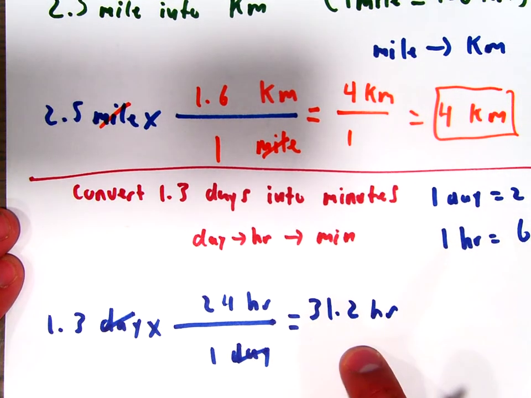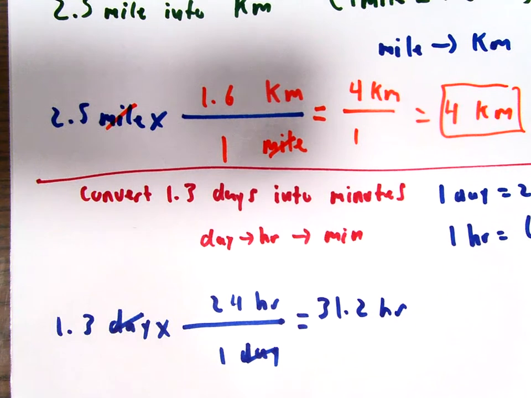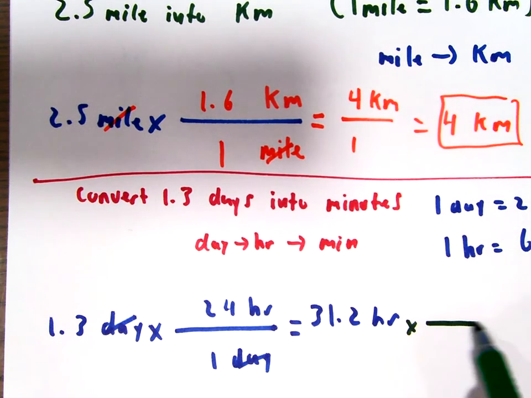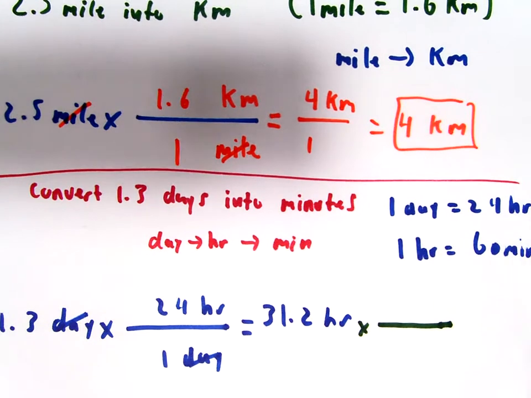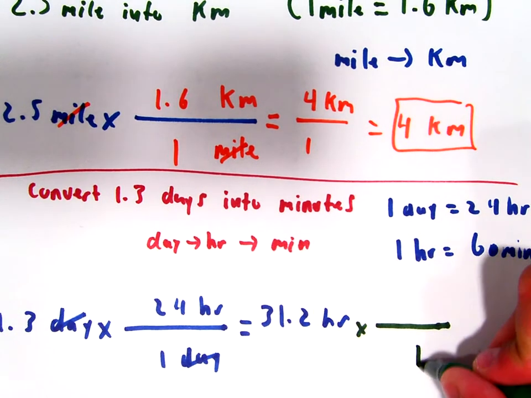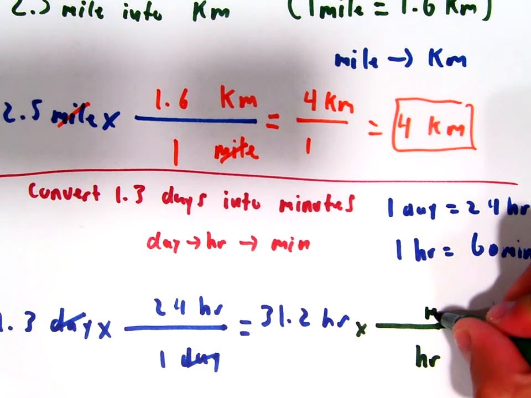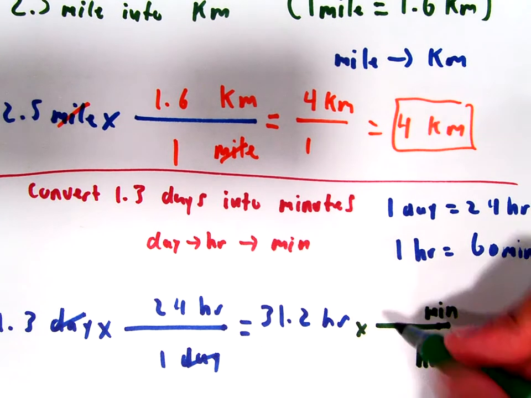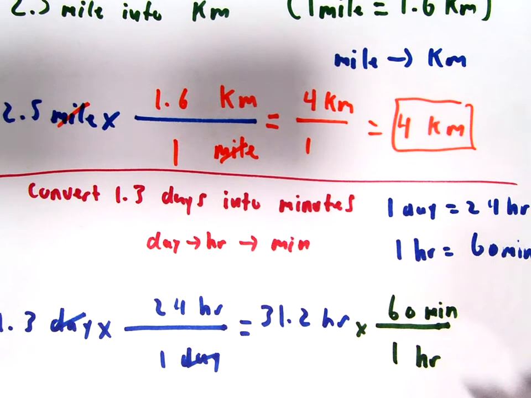So now I've got to convert this. I'm just going to go ahead and rewrite it. Actually, we can do it from here. I go times another fraction again. Well, what goes in the bottom? Again, I want to eliminate hours, so that goes in the bottom. And I want minutes. That's the unit that goes on top. I take these numbers, put them here. 60 minutes equals 1 hour.